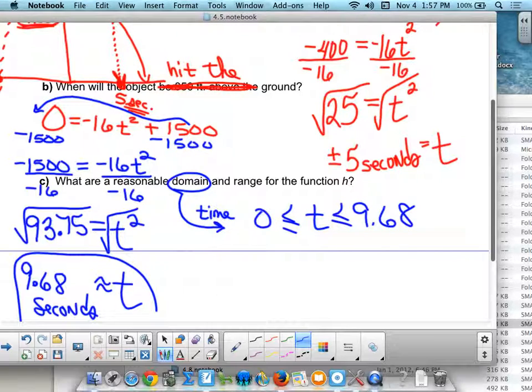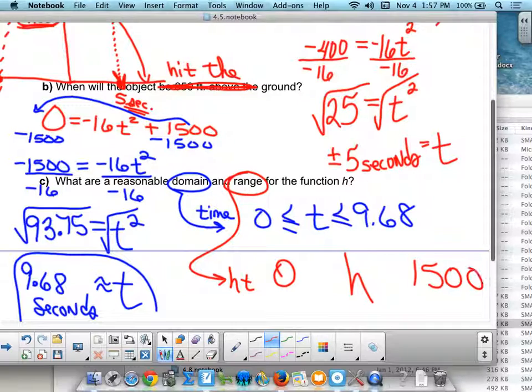That's domain. What's the range? The range would be height. What's the height range from? How high did the ball start? 1500. How low did the ball go? 0. So what to what? 0 to 1500. Your height will be between here and here. There you go. The top one, the blue one, is domain. The bottom one is range. Okay? So I drew my arrows and hopefully you see them.